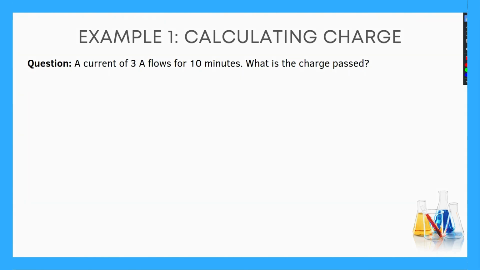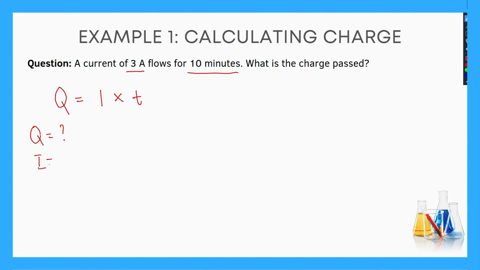Example number 1 says a current of 3 amperes flows for a period of 10 minutes. What is the charge that is passed? We know that the formula states that charge Q is equal to I, which stands for current, multiplied by t, which stands for time in seconds. So let's get our parameters listed out so we can input them into the formula and get our answers laid out correctly. We have Q, which is unknown. That's what we're looking for.